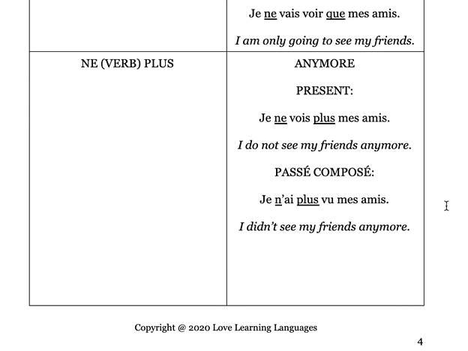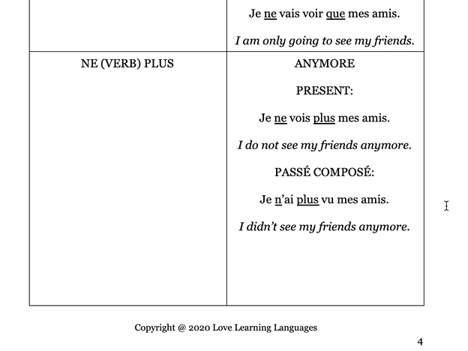Plus. That means anymore. So write that in. Anymore. In the present tense, je ne vois plus mes amis. I don't see my friends anymore. Oh, that's kind of sad. Passé composé. Yay, it follows the regular negation rule. Je n'ai plus vu mes amis.